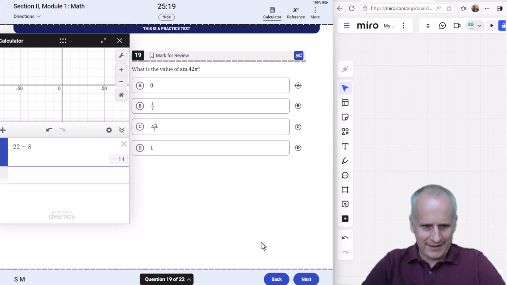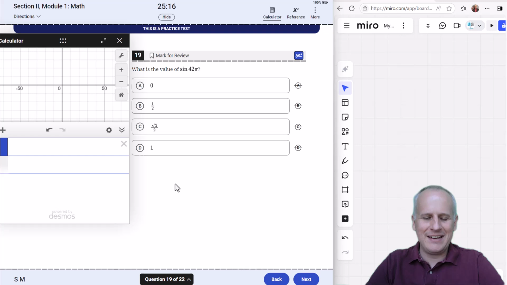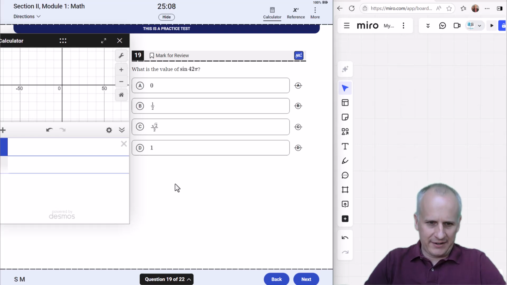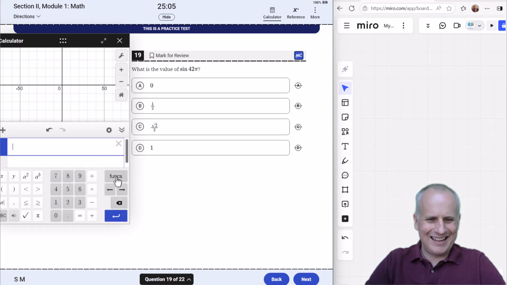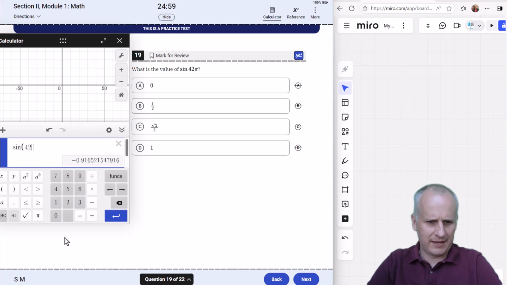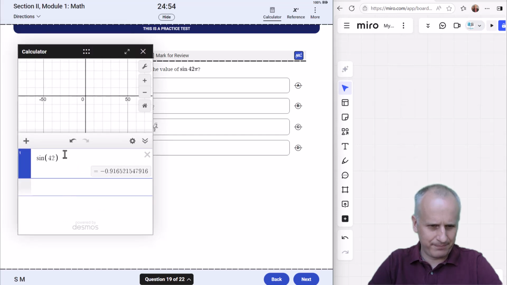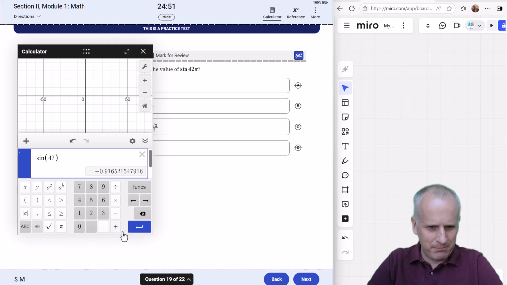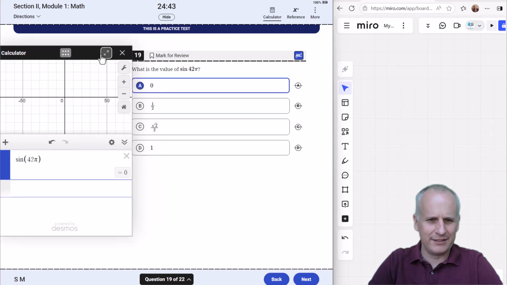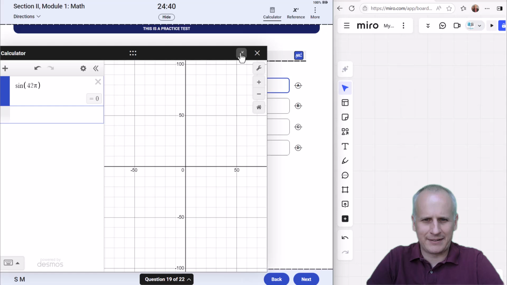Next, number 19. So this question is another instance where if you are not certain of what the correct answer is, you're going to be able to use the calculator. So if I come over here, we can hit functions, and we hit sine, and we're going to put in parentheses 42, and I need my pi button, which is right here, and I see it's equal to 0. Okay, there's our answer using the calculator, and we don't need to do anything else. I'll shrink that back down. Didn't want to do that.